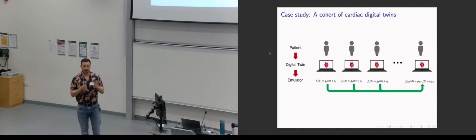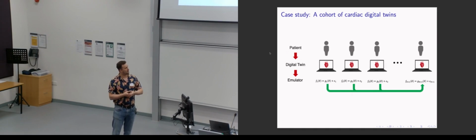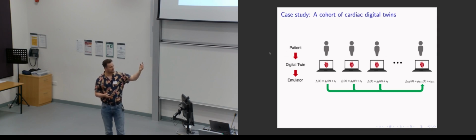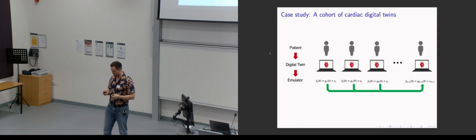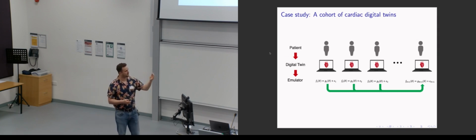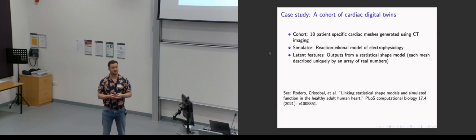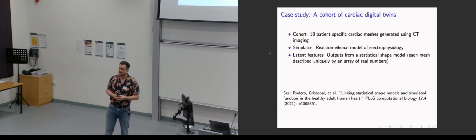Our focus here today is this cohort of cardiac digital twins. We have our real-world object, which is our patient, our digital twin, then the emulator, and this green arrow that I've made in PowerPoint represents cohort learning methods to bring us faster to our final emulator. Our cohort is 18 patient-specific meshes generated using CT imaging.